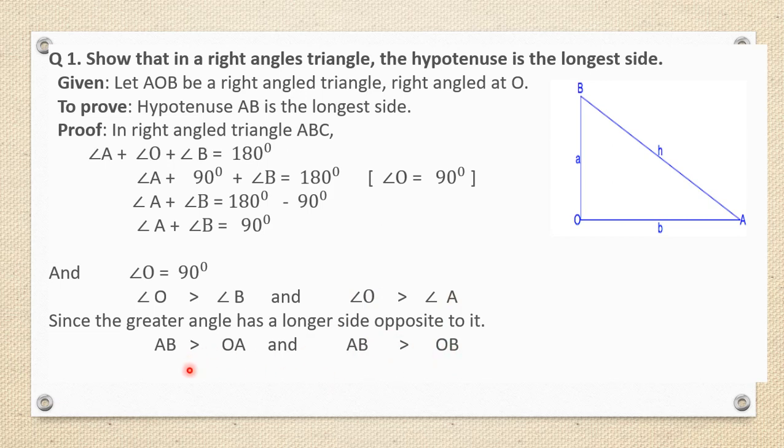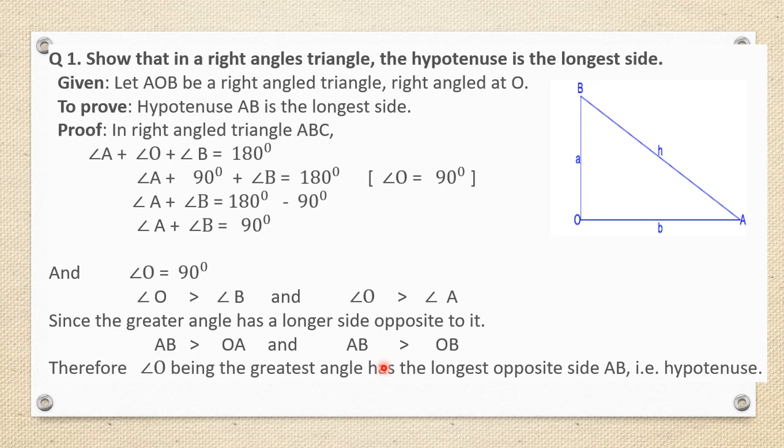Now we observe that side AB is greater than one side as well as the second side. So we can say side AB is the longest side, and this side AB is the opposite side of angle O, which is 90 degrees. So we can say, as angle O being the greatest angle has the longest opposite side AB, in a right angle triangle the hypotenuse is the longest side.